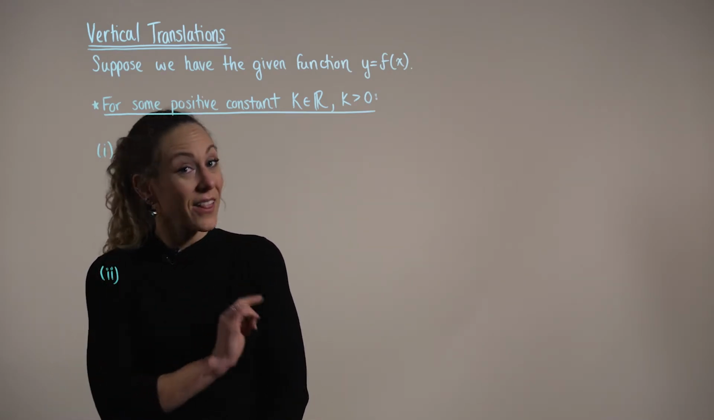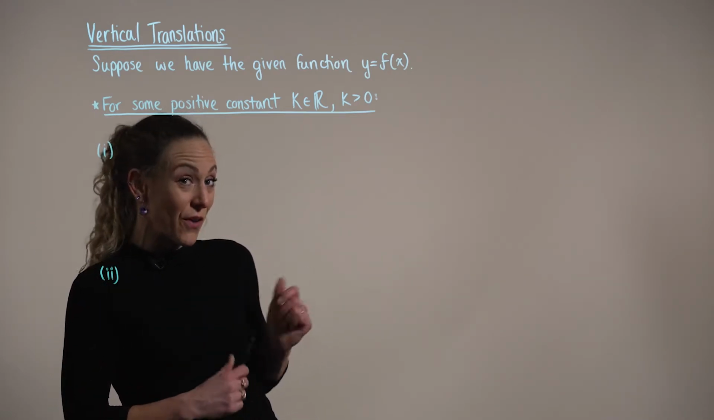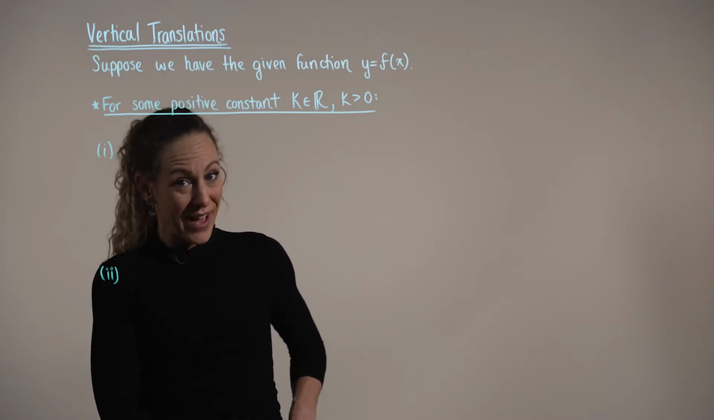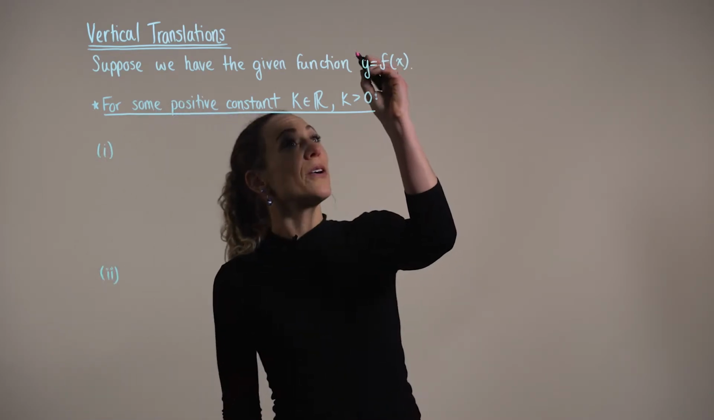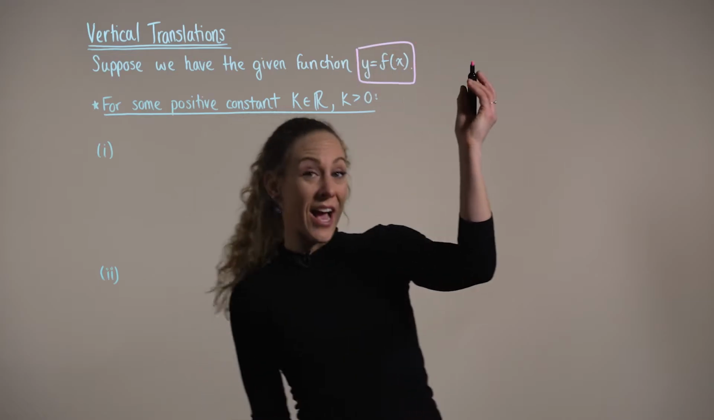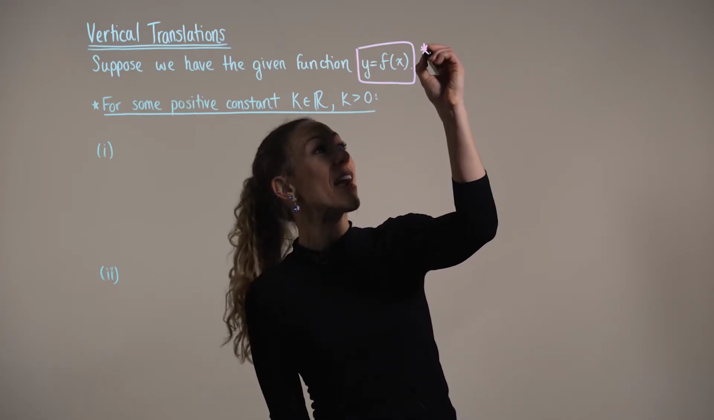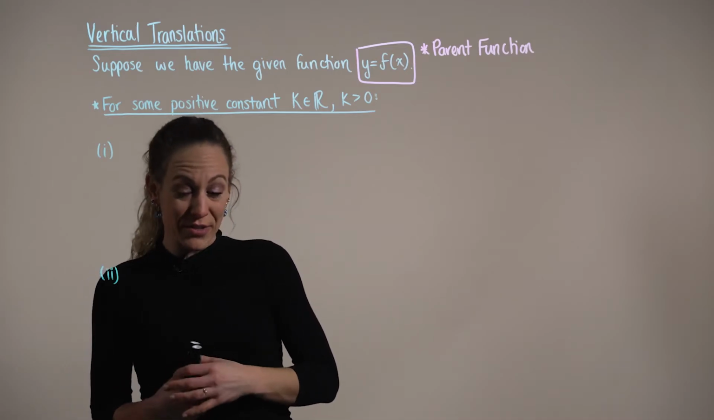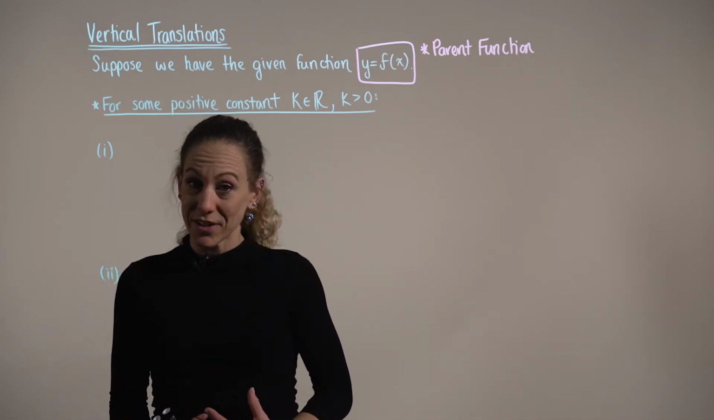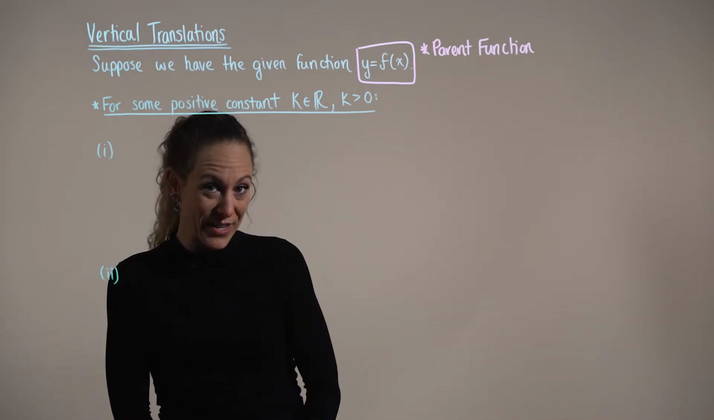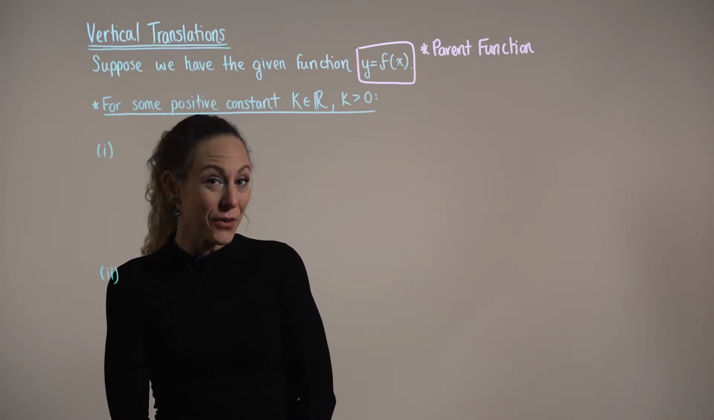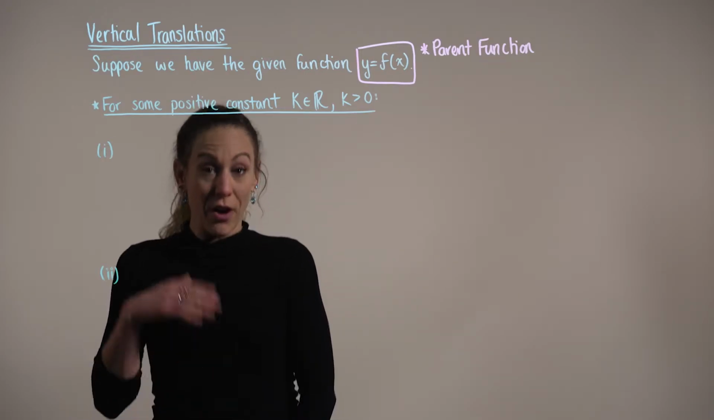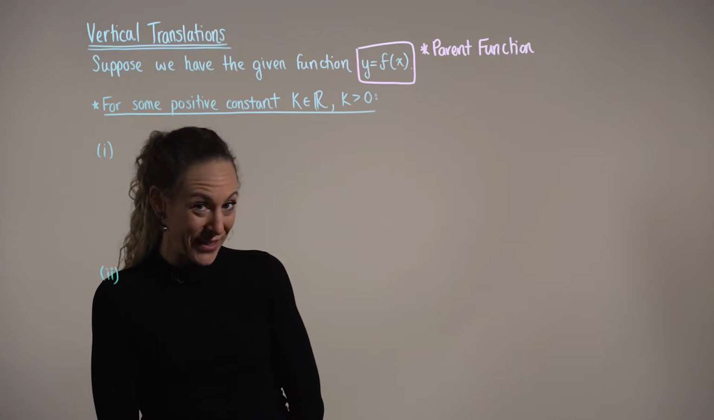So to begin, let's suppose that we have the given function y equals f of x. Now, we are going to refer to this function as the parent function, or the basic graph. The effect of adding a constant to or subtracting a constant from this parent function is a shift of the graph of the parent function either up or down, respectively.